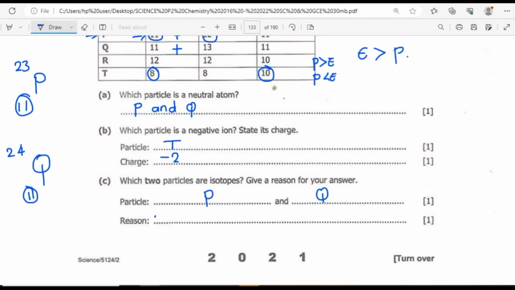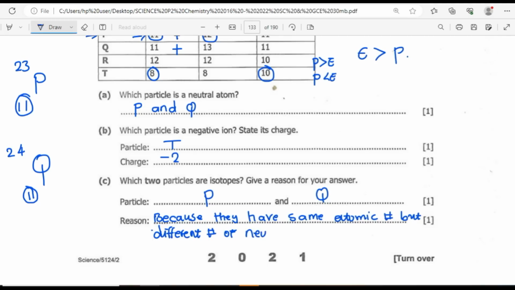Reason? Because they have the same atomic number but different number of neutrons.